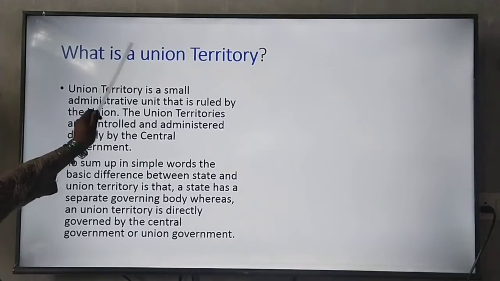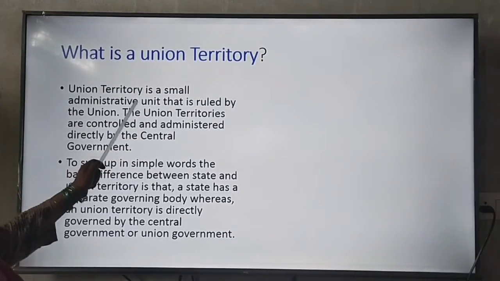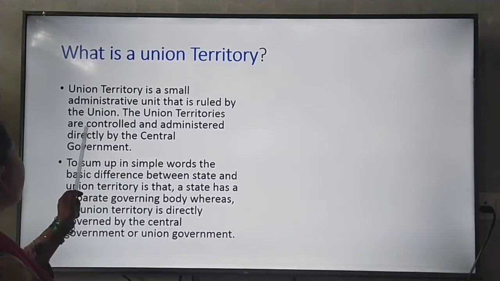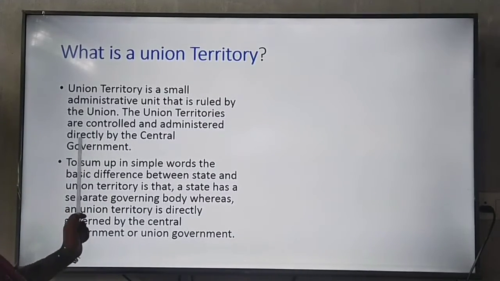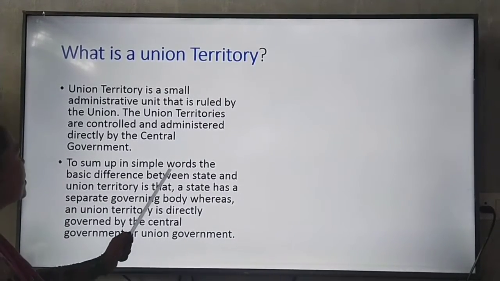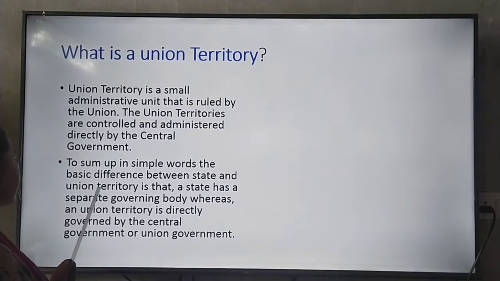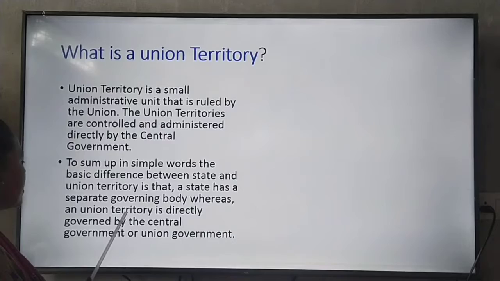Now, what is a union territory? Union territory is a small administrative unit that is ruled by the union. The union territories are controlled and administered directly by the central government. To sum up in simple words, the basic difference between the state and union territory is that a state has a separate governing body, whereas a union territory is directly governed by the central government or union government.